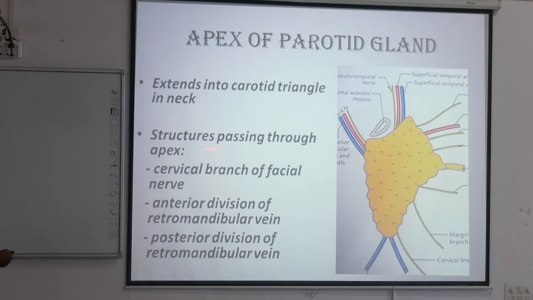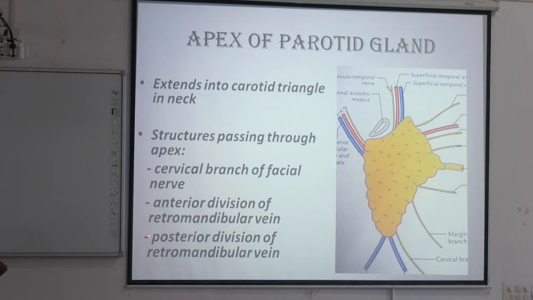Structures passing through the apex. This is important: the cervical branch of the facial nerve, the anterior division of the retromandibular vein, and the posterior division of the retromandibular vein.